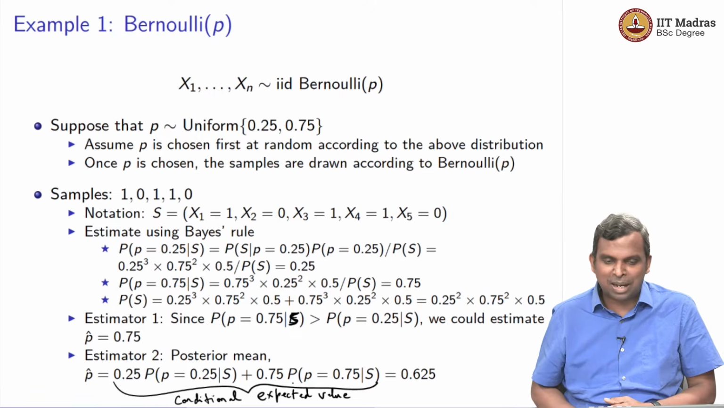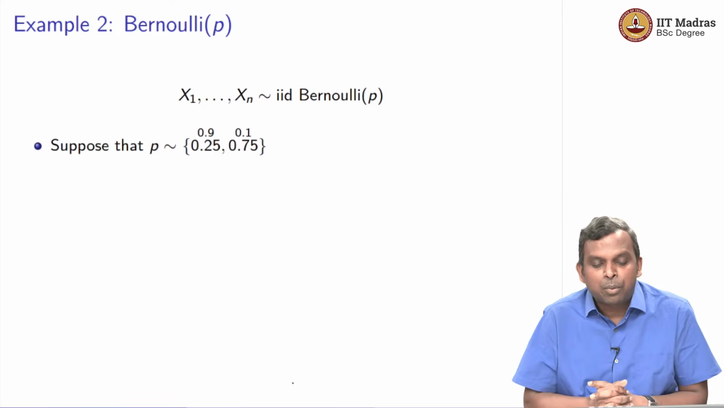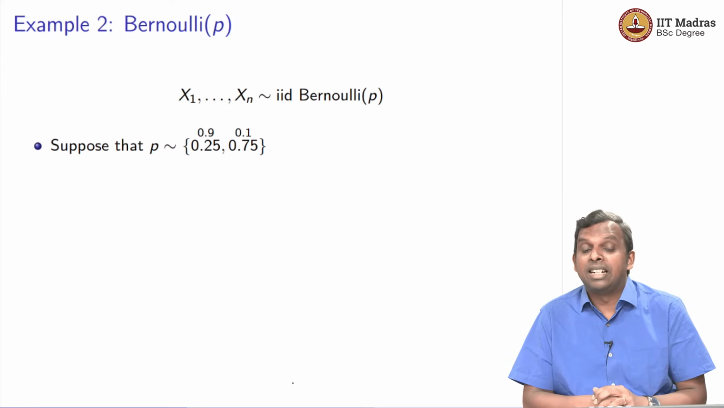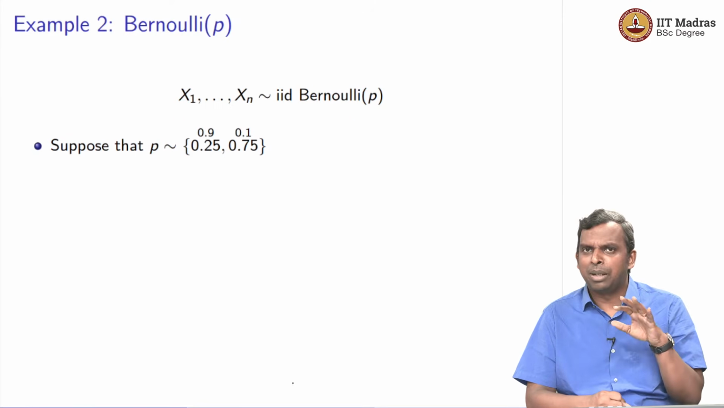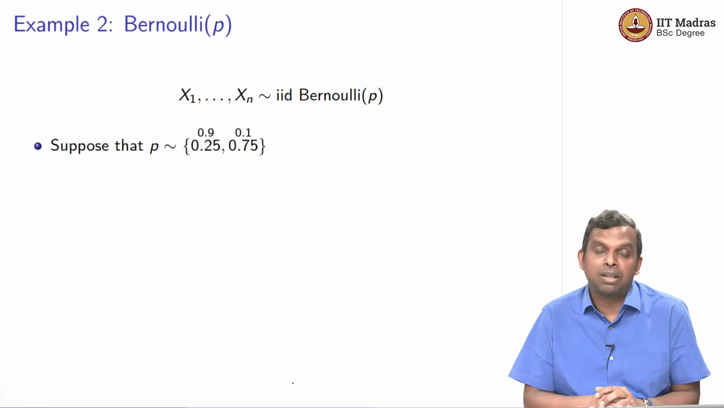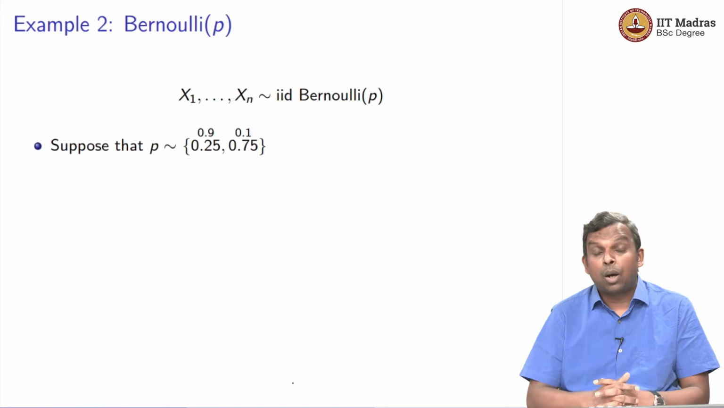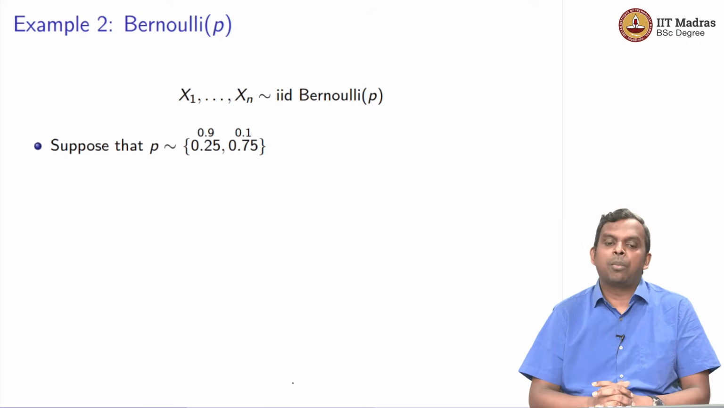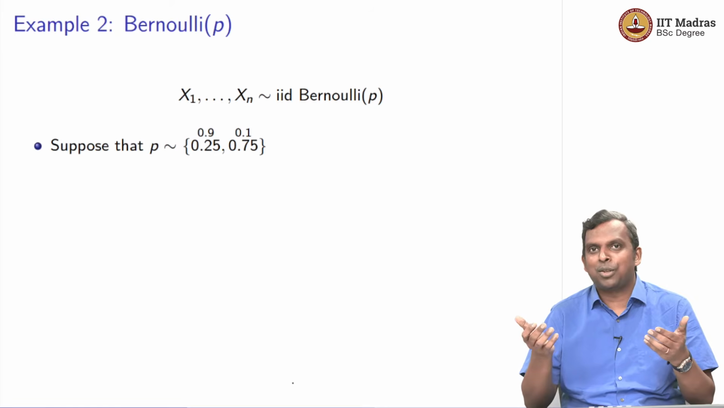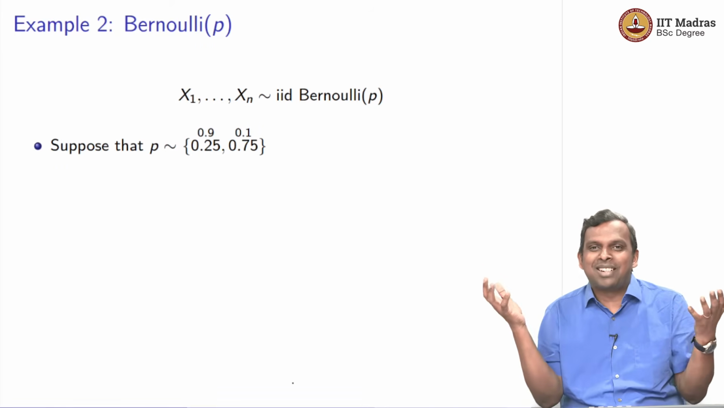I want to point out one more example, just to show you how things can vary depending on the distribution you assume for P. Supposing I change my distribution on P. So in the same example, I'm saying Bernoulli P samples, IID Bernoulli P, nothing has changed. But now the distribution I'm going to assume for P is not uniform anymore. Previously I said 0.25, 0.75 uniform. Okay, that itself sounded a bit arbitrary. So here I'm making an even more arbitrary change to the distribution.